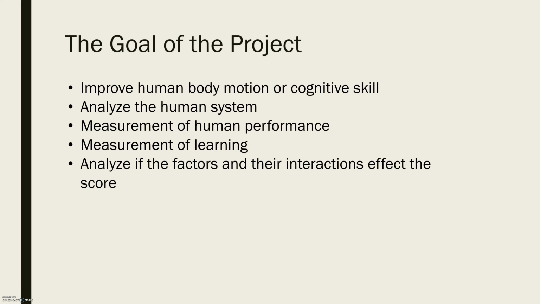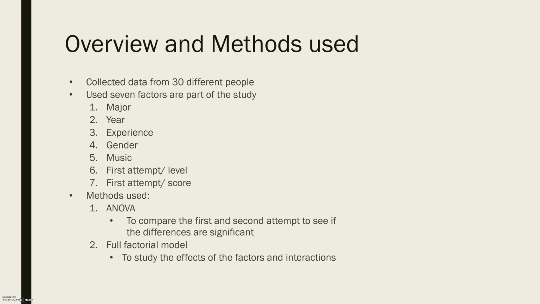The goal of the project is to improve human body motions and cognitive skills, also to analyze the human system, to measure the human performance, to measure how the person will learn, and to analyze if the factors and their interactions affect the score. So for the methods used, we collected data from 30 different people.